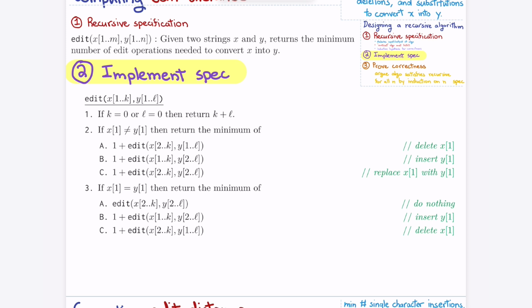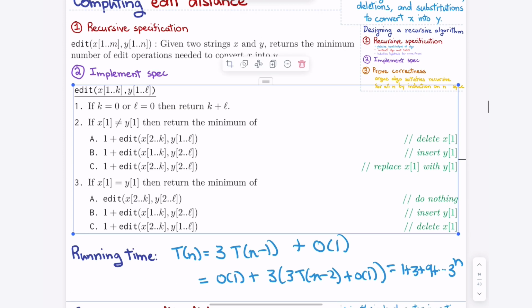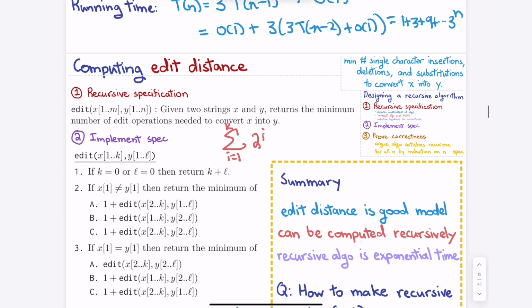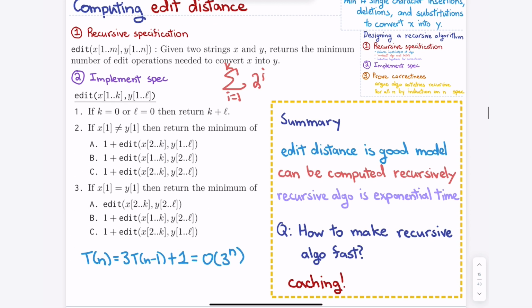But the obvious issue is running time. If you don't do anything, this is going to take exponential time. So the question was, how do I take this otherwise clean, correct algorithm and make it fast? And the basic idea is, it feels like I'm resolving the same problem over and over again.